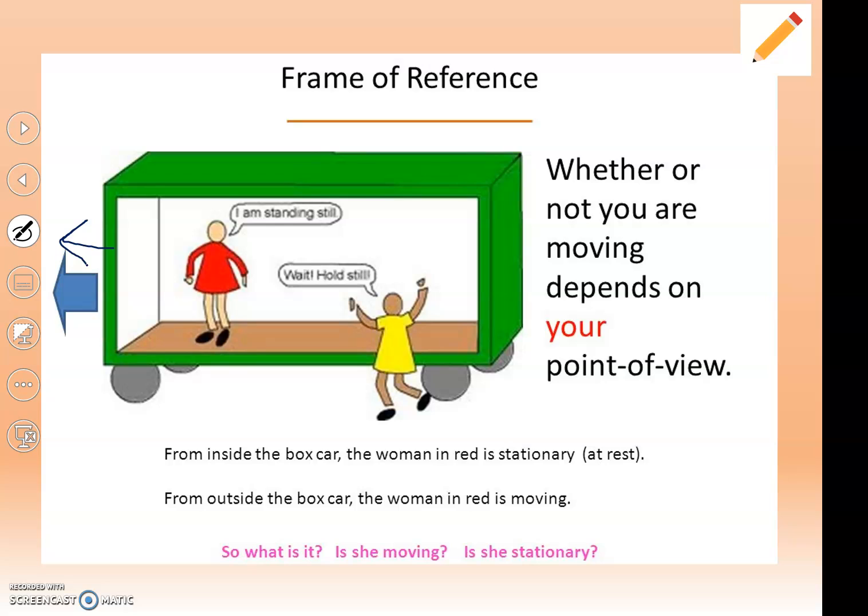So from inside the boxcar, the woman in red is stationary. If you're looking just inside, maybe the person in yellow gets inside, it does look like they're stationary. They're not moving their legs. But from outside the boxcar, when that person in yellow is on the ground trying to catch up with them, the person in red is moving with the train.